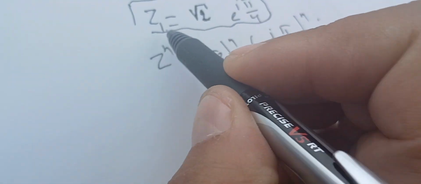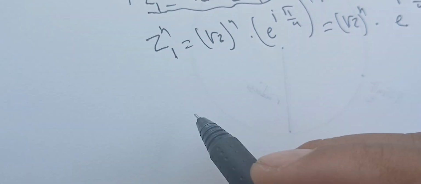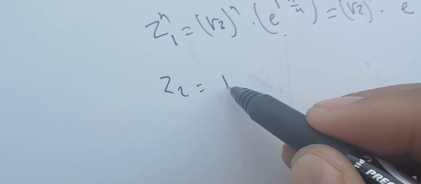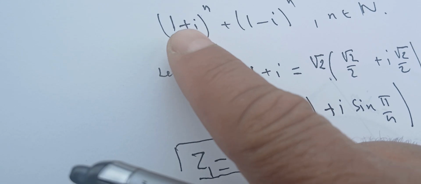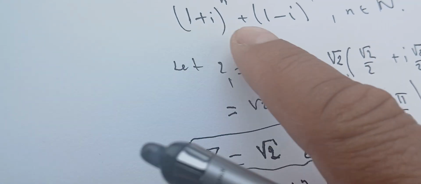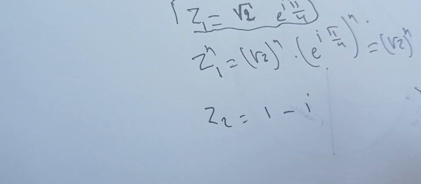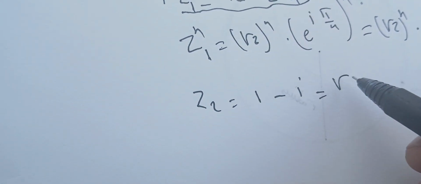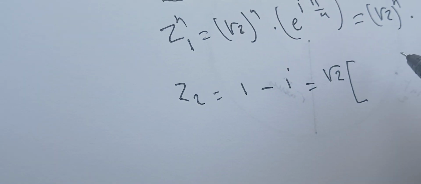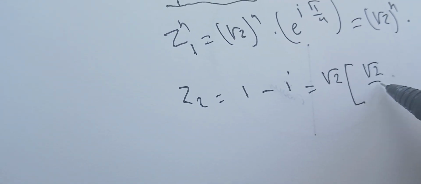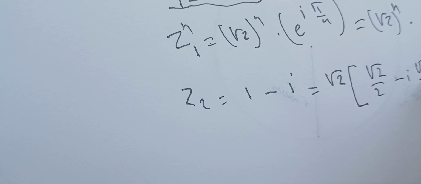Now, what about the other one? Because here we have 1 plus i and 1 minus i, let's call this one z1 and this one z2. z2 is 1 minus i. We do the same thing: square root of 2 times (square root of 2 over 2 minus i square root of 2 over 2).